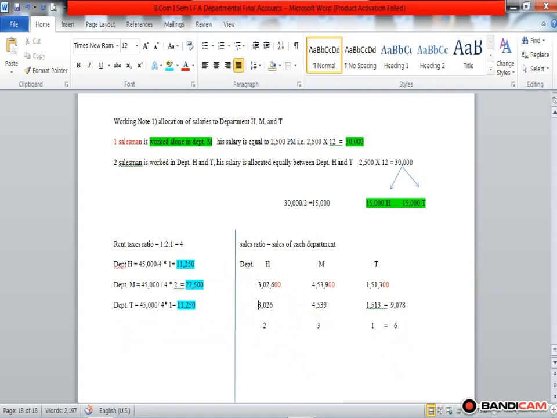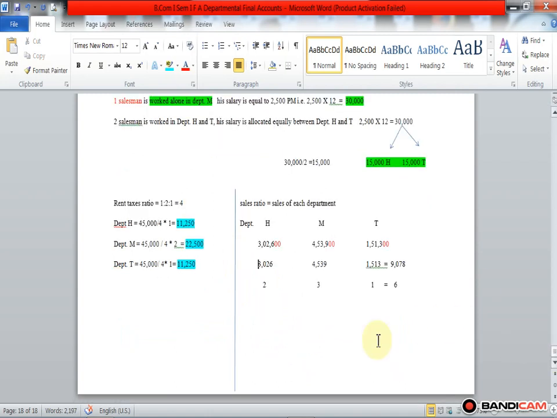So how do we find out, or how do we allocate, the expenses on the basis of sales ratio? So here, allocation of which expenses? Allocation of discount between department H, M, T.